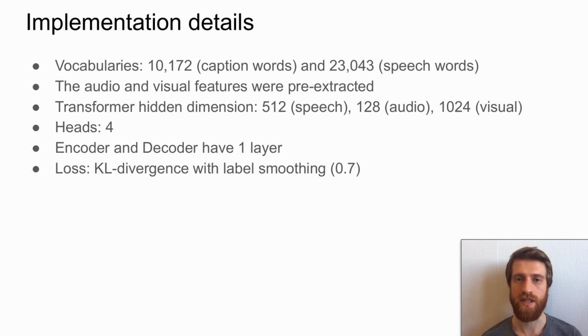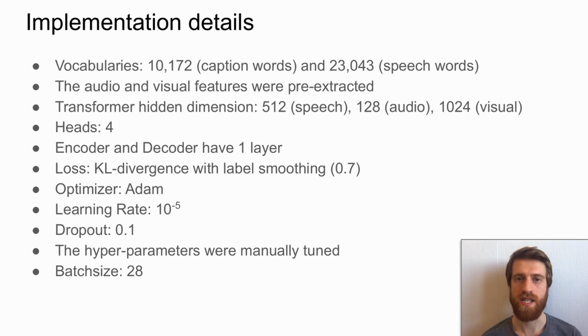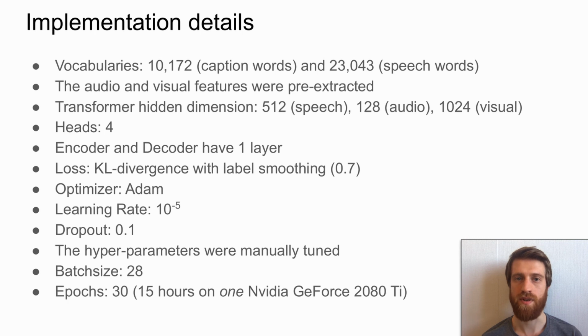All three feature transformers are trained jointly using the KL divergence loss with label smoothing. Adam optimizer was used with a constant learning rate. To regularize our model, we employ a mild dropout. The hyperparameters were manually tuned using the Meteor metric on the validation set. The training batch size is 28 video clips. In total, our model has approximately 179 million parameters and was trained for 30 epochs on one consumer-type GPU for approximately 15 hours.